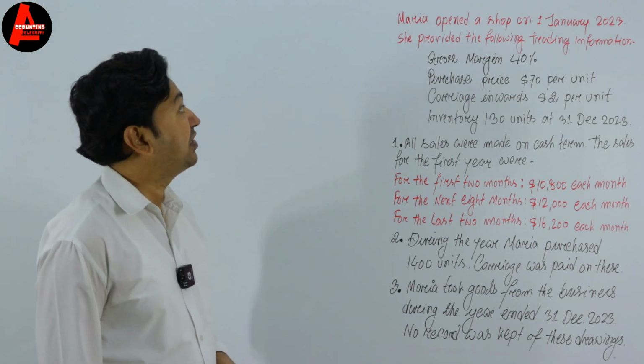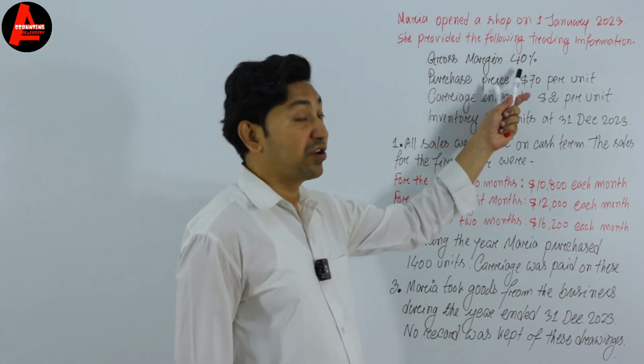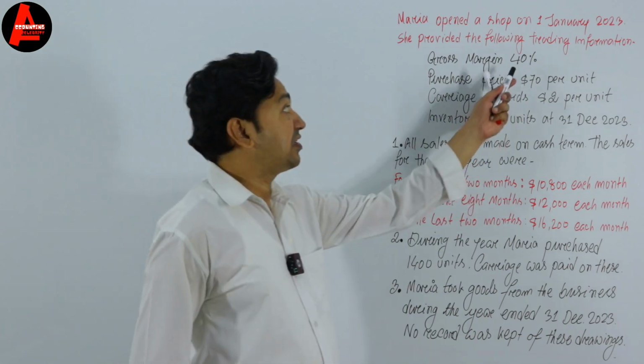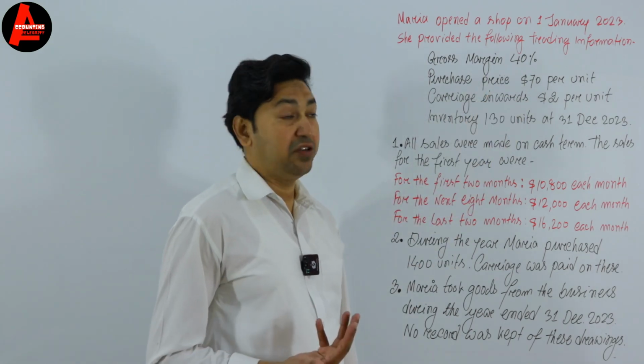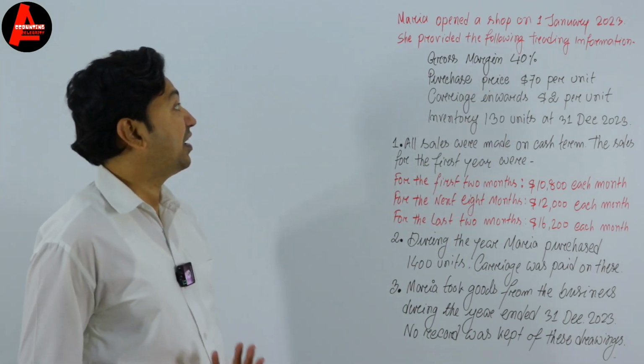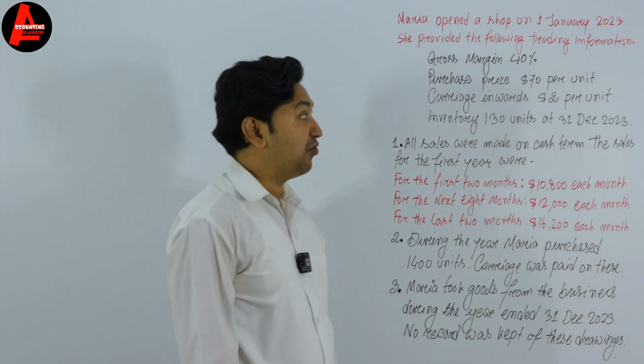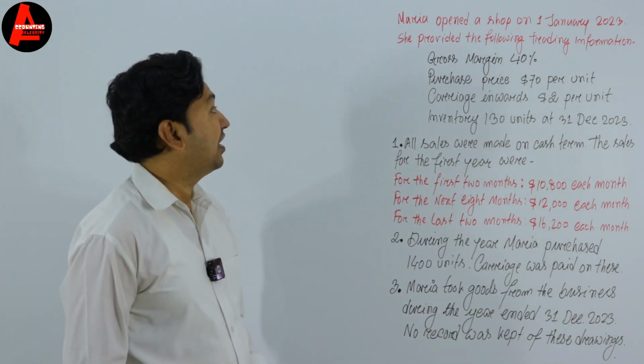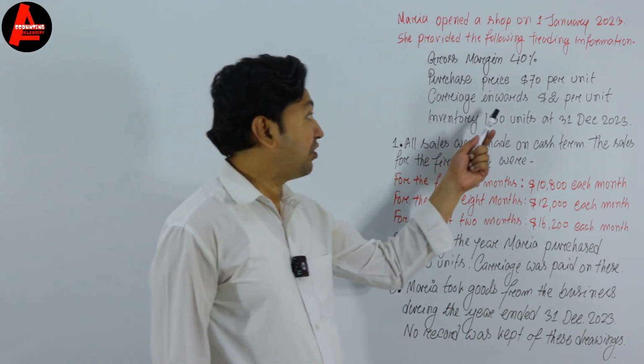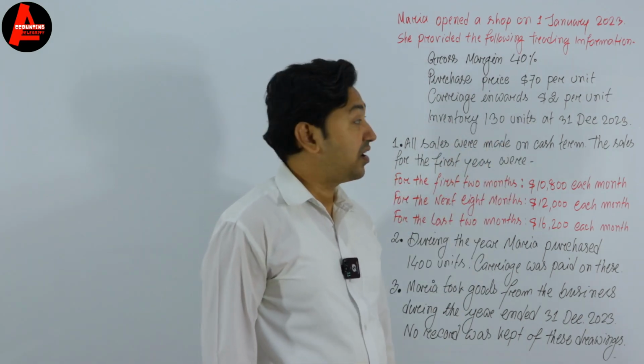Okay, then we see here gross margin 40%. So using this gross margin, we can easily calculate gross profit. Then here, purchase price $70 per unit. Okay, point to be noted. Then here we have carriage inwards $2 per unit.